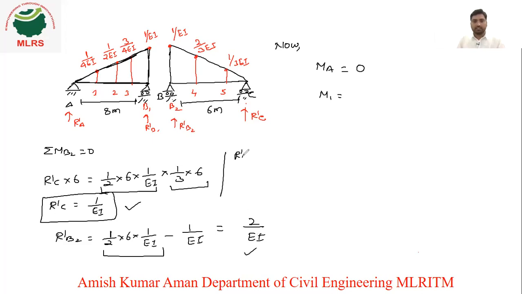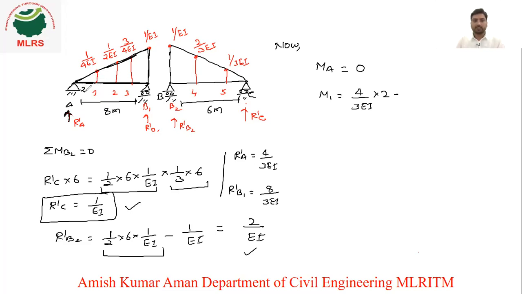So R dash A value we have calculated as 4 by 3 EI, and R dash B1 value we have calculated as 8 by 3 EI. Okay. So here R dash A is 4 upon 3 EI into distance. What is the distance from here to here? 2 meter, right? So 2 minus, because see R dash A is upward direction, right? So this minus this.